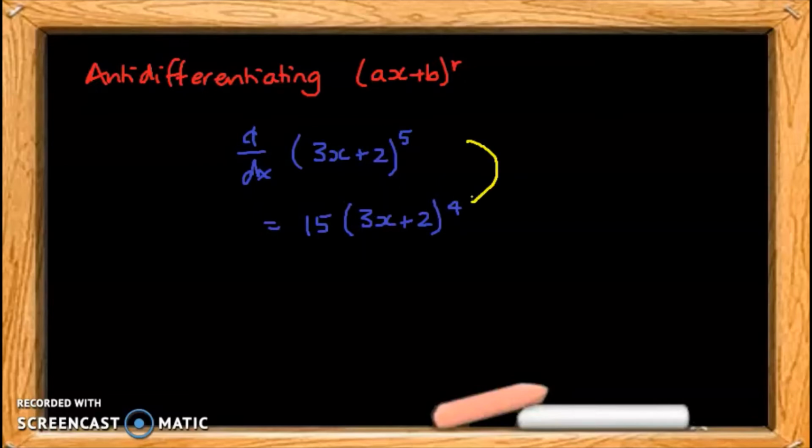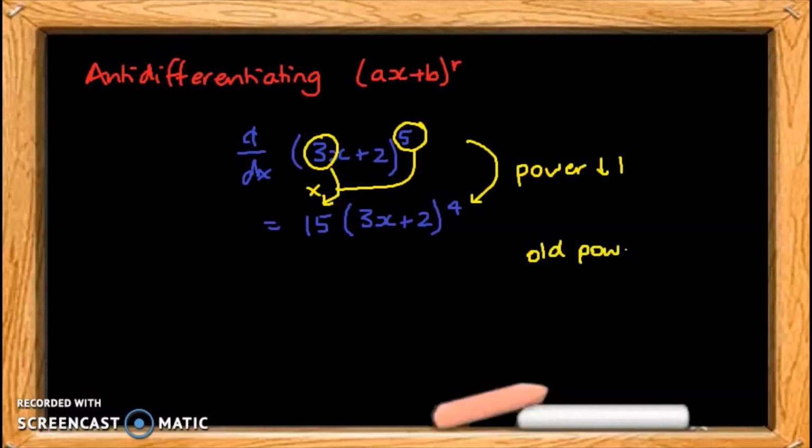First of all, when I differentiate, you'll notice the power goes down by 1. Secondly, the original power and the coefficient of x multiply together to get the 15. So ultimately, if I was going to summarize, the power goes down by 1 and the old power multiplied by the coefficient of x in the brackets multiplies the expression. And that's how I differentiate.